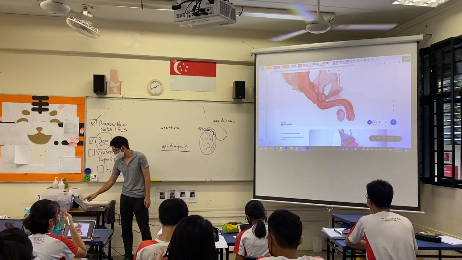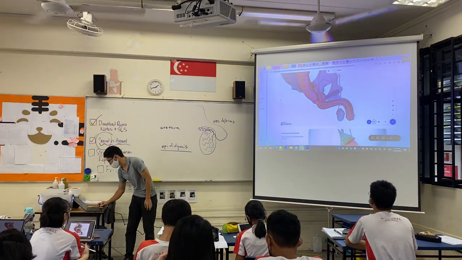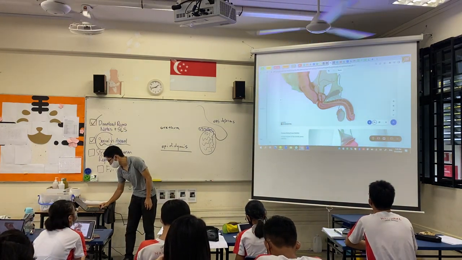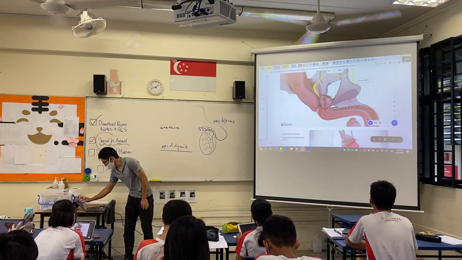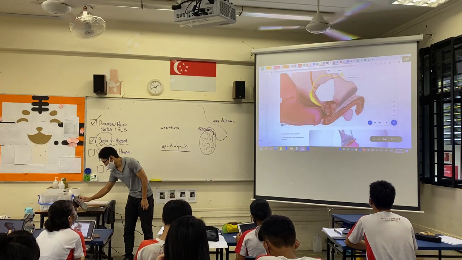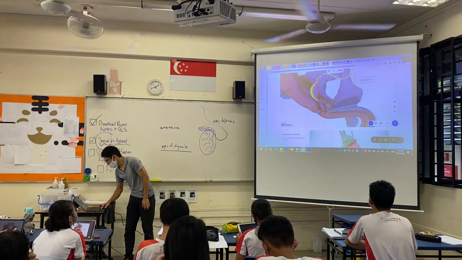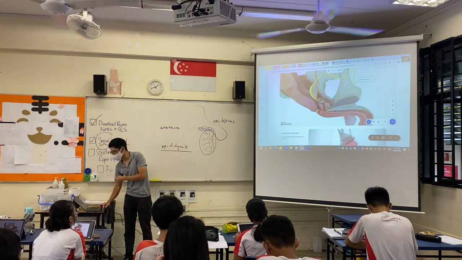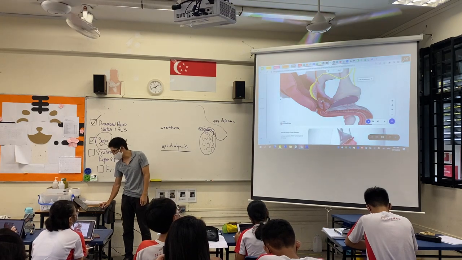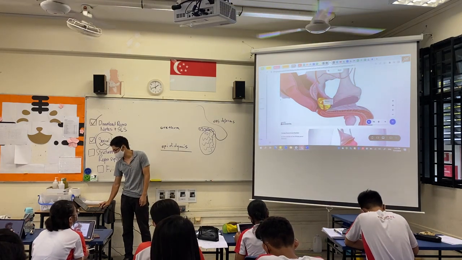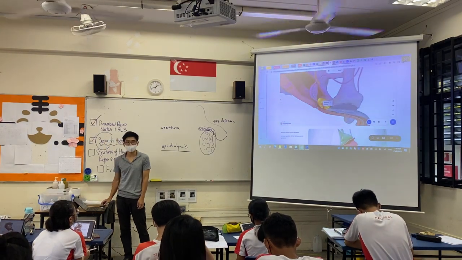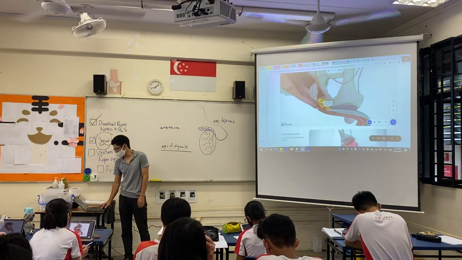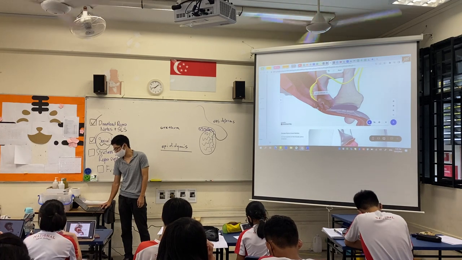Now I'd like you to look at where the vas deferens connects to. I'm going to click on the vas deferens and you will see the yellow cube highlighted yellow now. The vas deferens will go all the way here and then it will connect to the prostate gland. Do you see in your diagram there's one fat roundish pouch that looks like an apple? Yeah, that's a prostate gland. Then you see that the vas deferens connects to it.